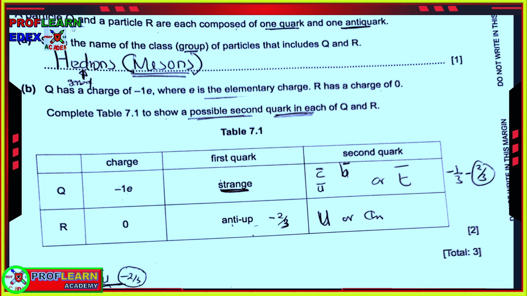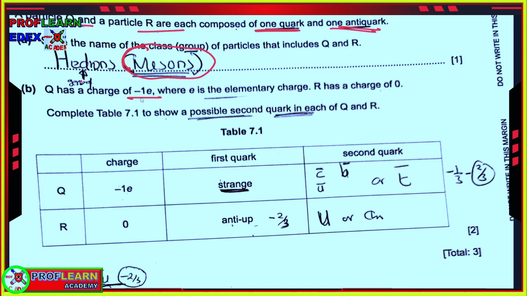But what are Q and R? We are told that particles Q and R are composed of one quark and one antiquark. Those are called hadrons, but to be very specific, those are mesons. Hadron is a general term for particles which are made of quarks. Mesons are usually made of one quark and one antiquark. Another group of hadrons is the baryons, and the baryons are made up of what? 3 quarks. All right, so let's look at the next part.